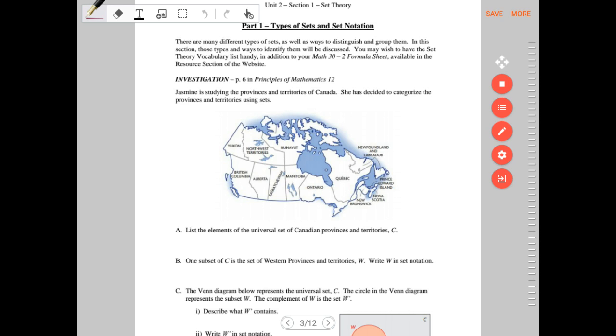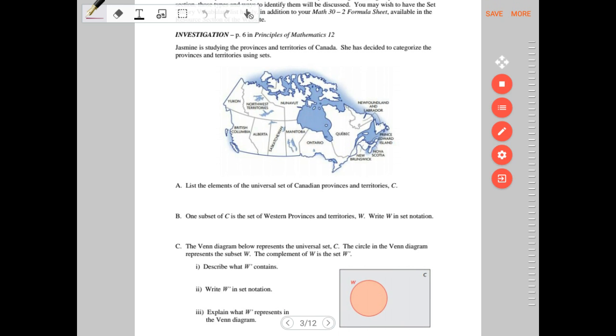If you have a textbook, turn to page 6 in the Principles of Mathematics 12, and we're going to do the following investigation. If you don't have a textbook, you have everything you need listed here, so either one is fine. All right, we got Jasmine. She's studying the provinces and territories of Canada. She decided to organize them using sets.